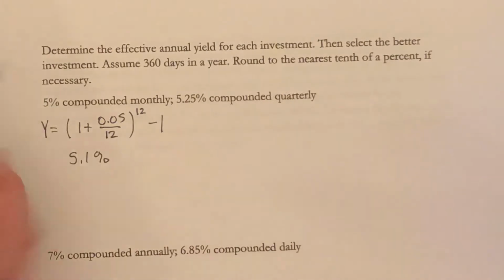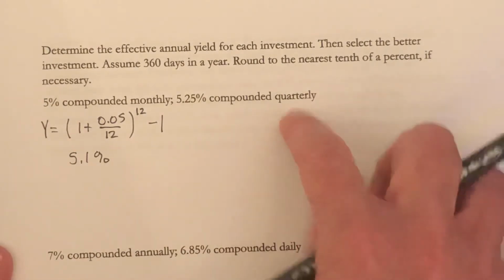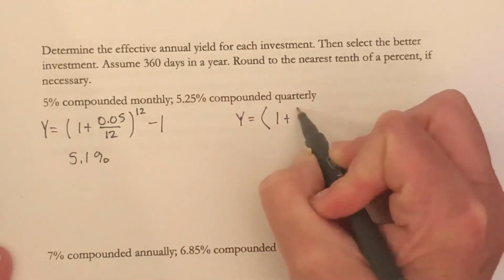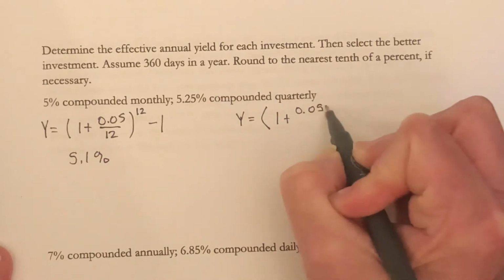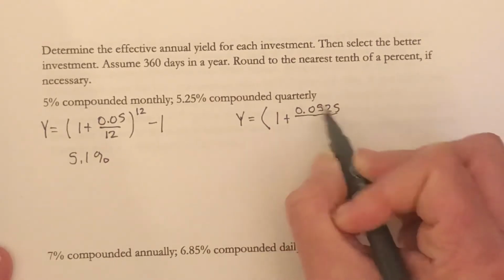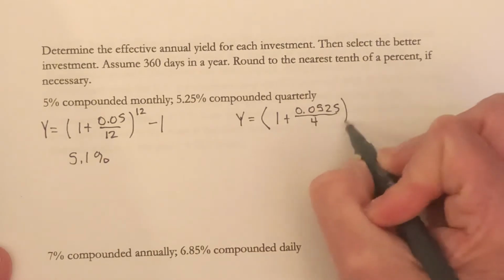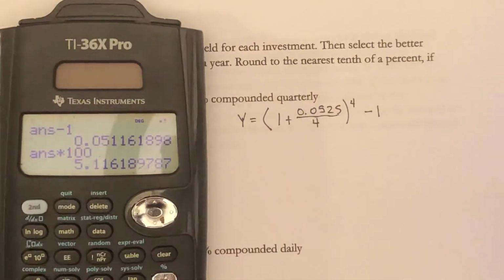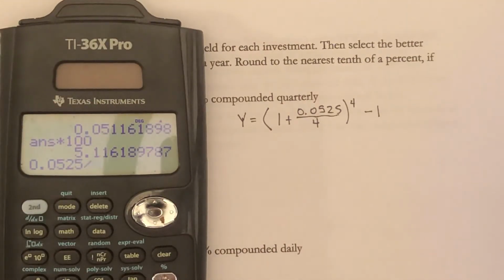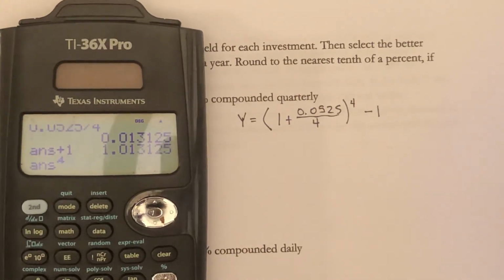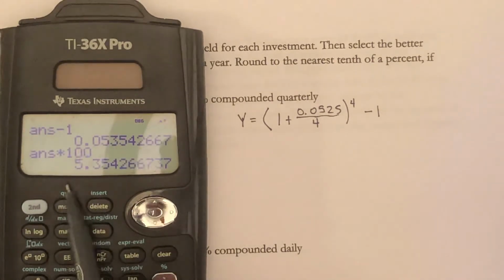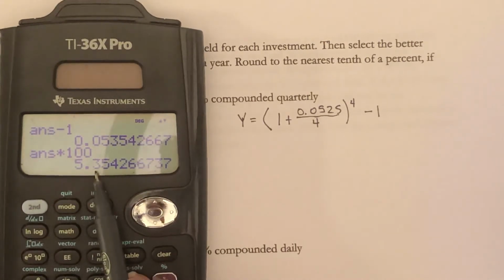Okay, now we're going to do the same thing with a different rate, compounded quarterly this time. So our yield is 1 plus 0.0525. Quarterly would be 4, so over 4 to the 4th power, and then subtract 1. And then I'm going to multiply by 100, and we get about 5.4% yield.